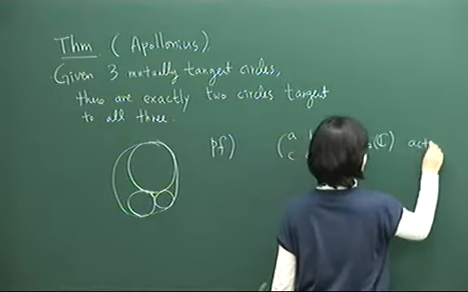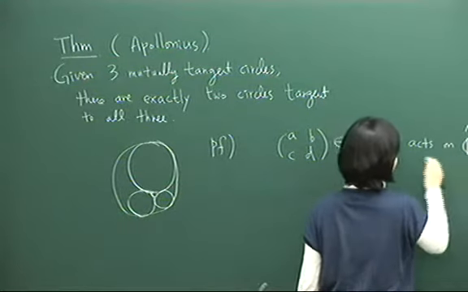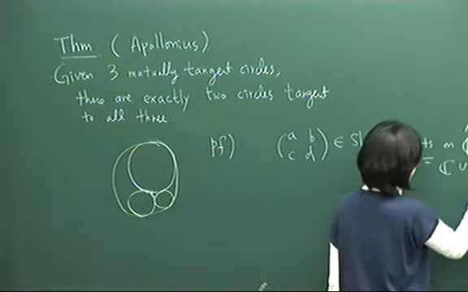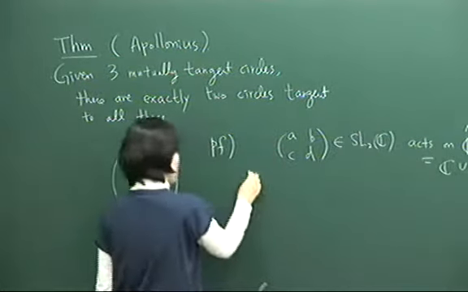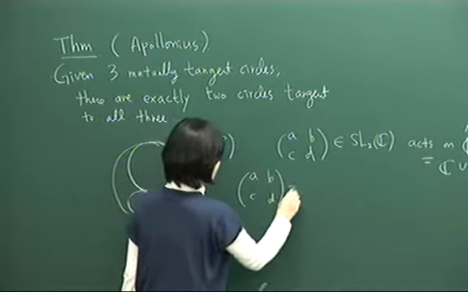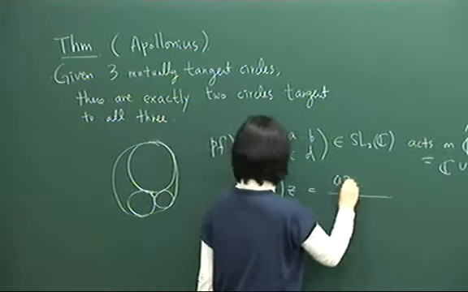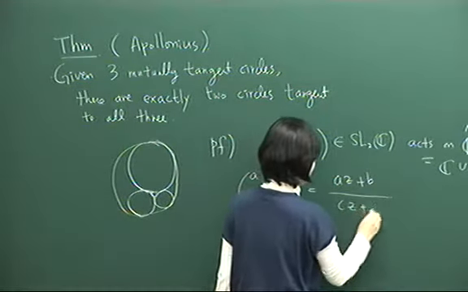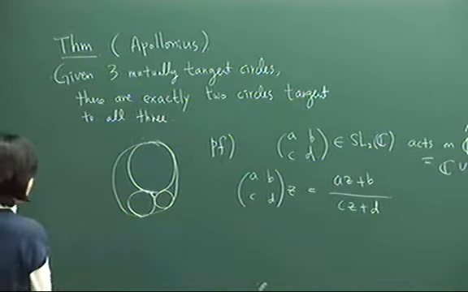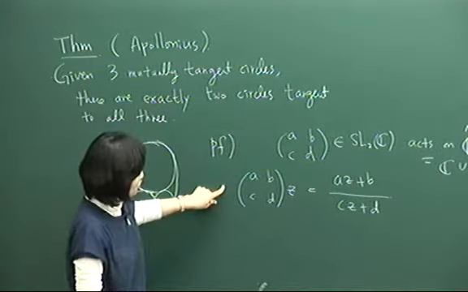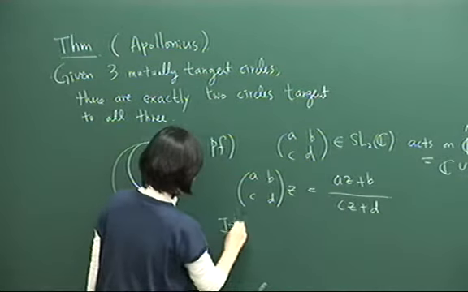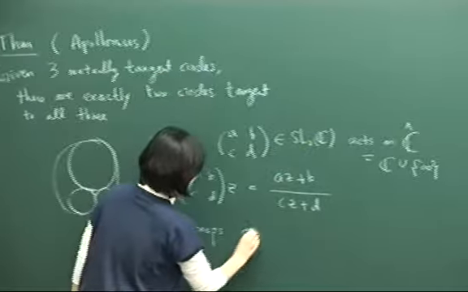So C hat means the extended complex plane. We just add the point at infinity to the complex plane C, and the action is just the linear fractional transformation. So the matrix A, B, C, D sends z to (az + b)/(cz + d). I'm sure you've seen this Möbius transformation in a complex analysis course. And one of the basic properties of this Möbius transformation action is that it maps circles to circles.